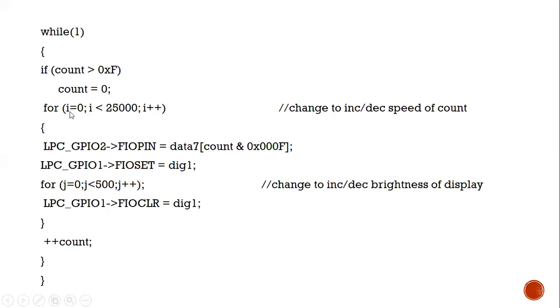Yes, in the first condition, what happens? i equals 0. Yes, 0 is less than 25,000. i will get incremented.